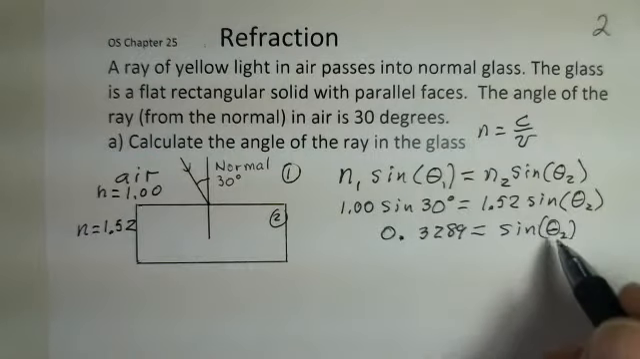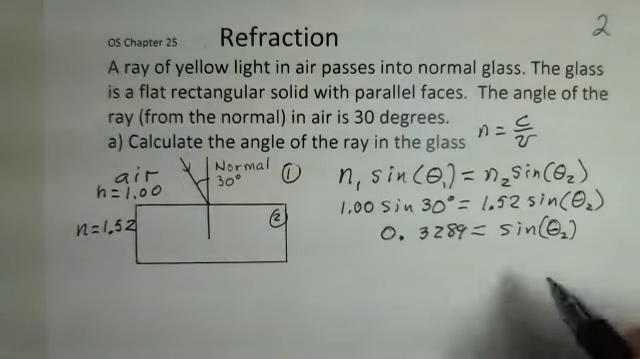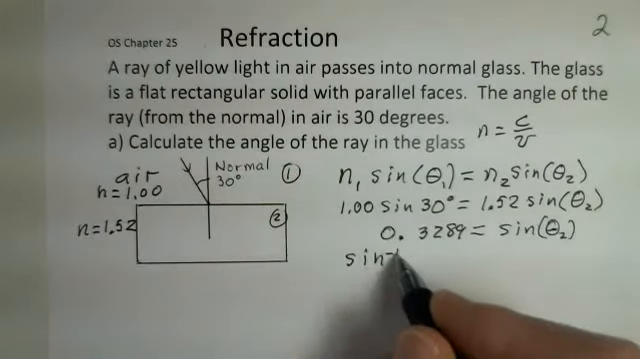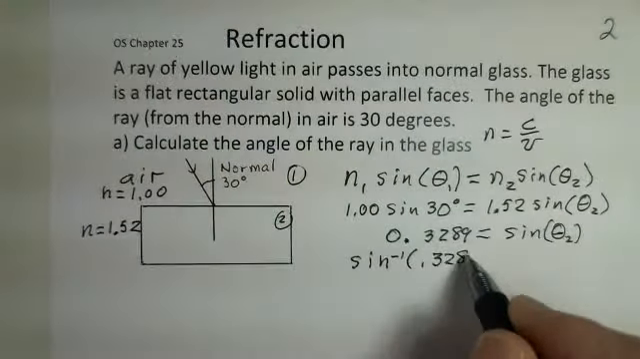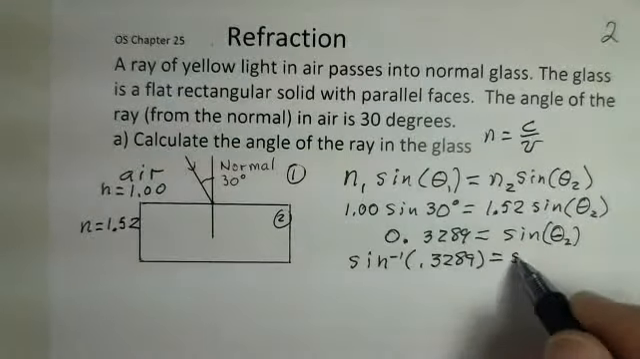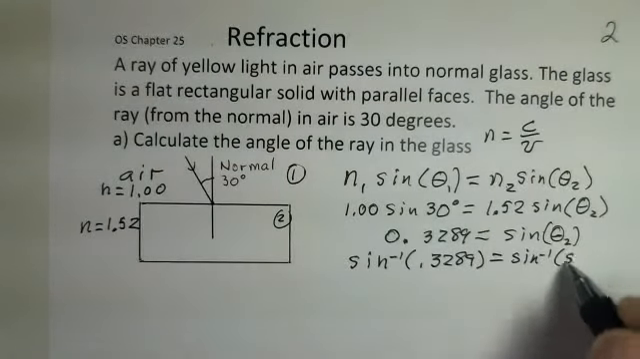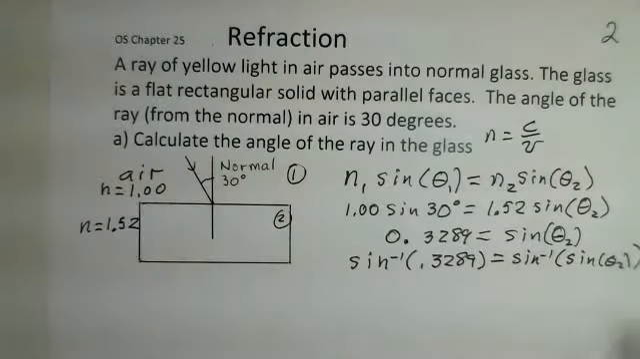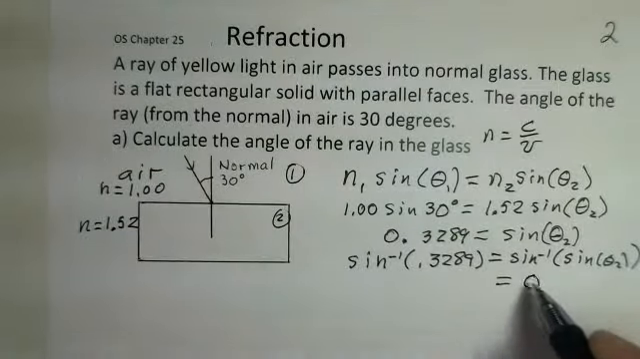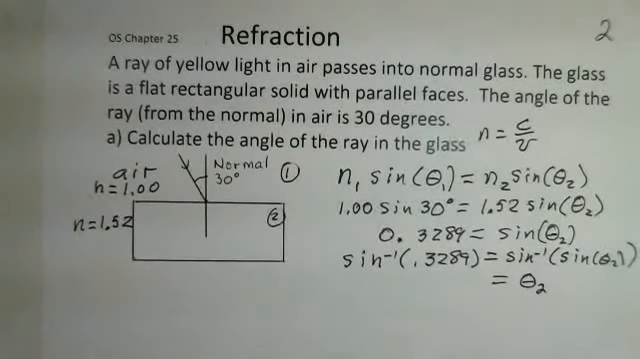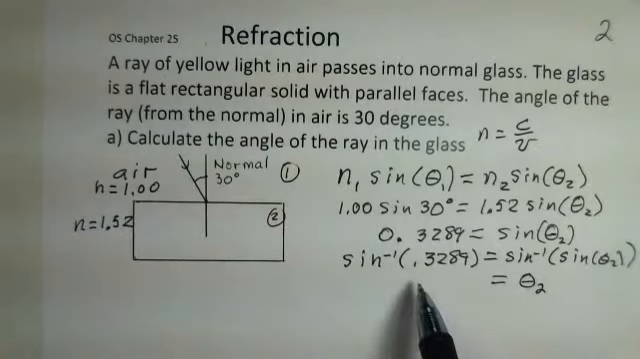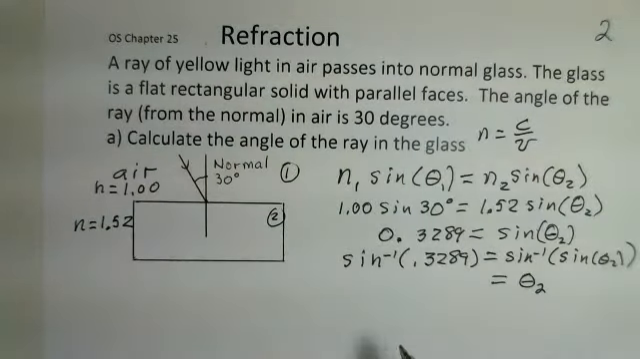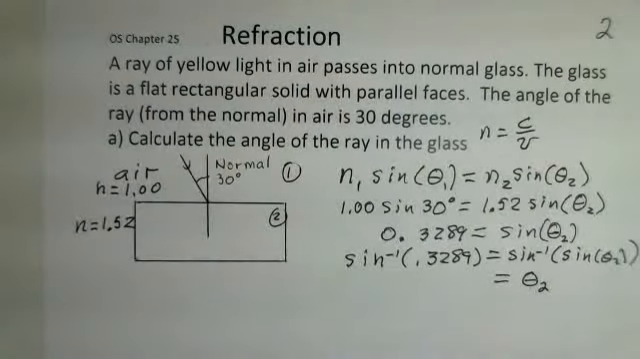How can I get rid of this influence? Well, I need to apply inverse sine to both sides. So inverse sine of 0.3289 equals inverse sine of the sine of theta 2. The sine and the inverse sine are inverse functions of each other. They cancel, and I just get theta 2 on the right side. Using my calculator, evaluating inverse sine of 0.3289, again, feel free to pause and verify this on your own calculator.